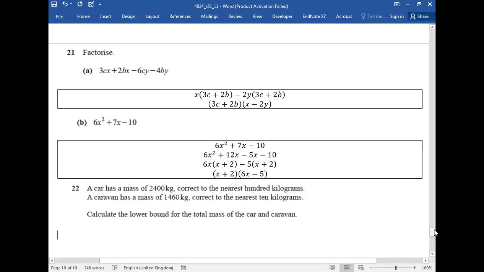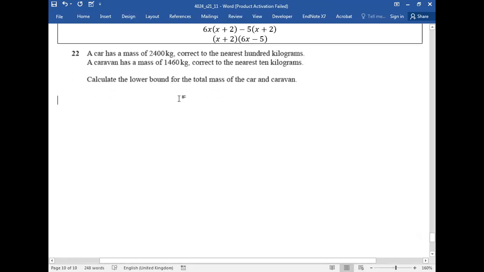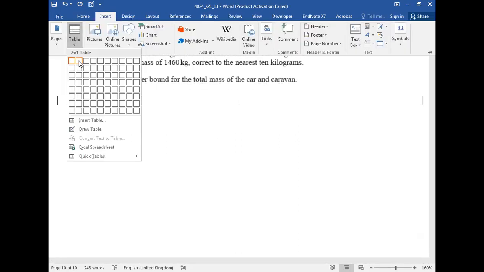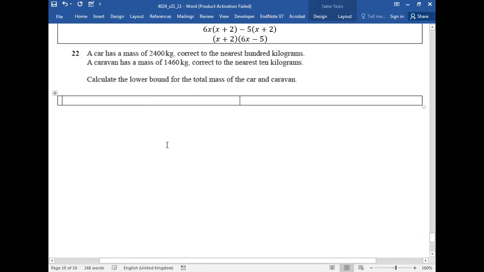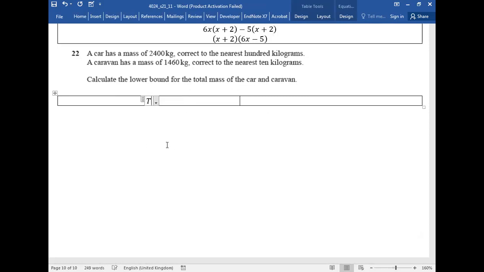A car has a mass of 2400 kg, correct to the nearest 100 kilograms. A caravan has a mass of... The first thing, whatever I told you about how to attempt these questions, is to make an equation. Very good. How do you find the total mass?